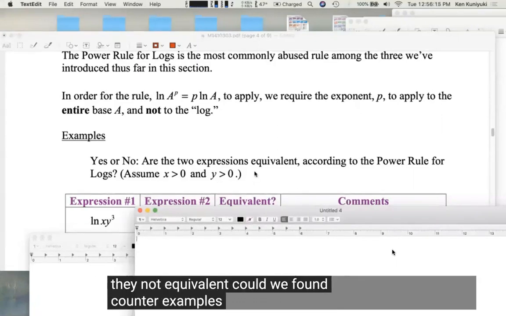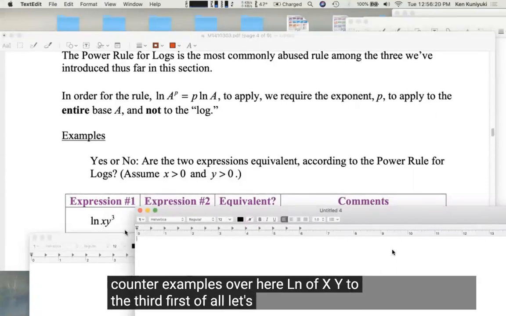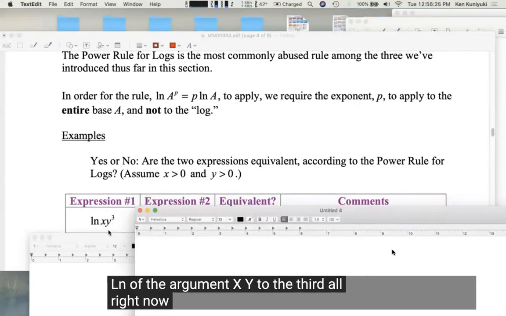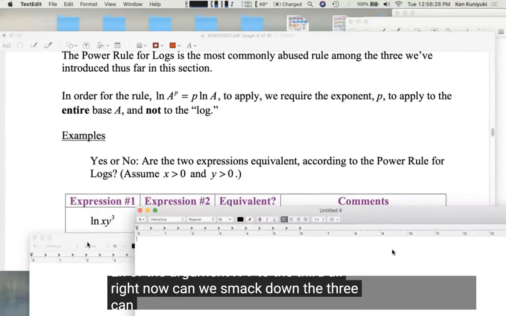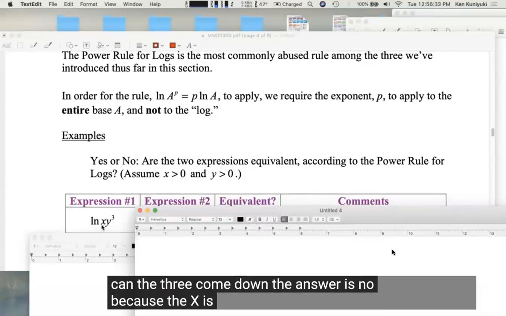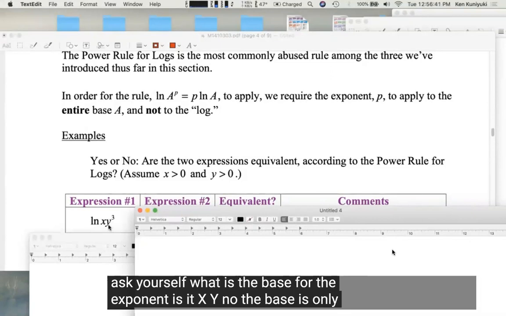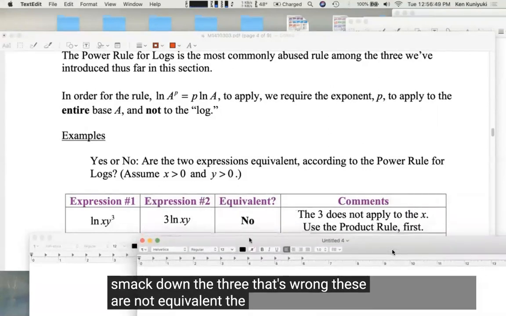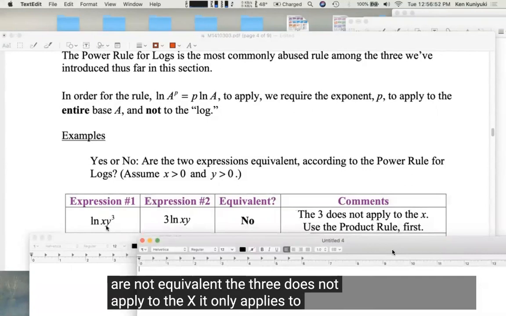Could we find counterexamples? Over here, ln of x y to the third. First of all, let's read it. ln of the argument x y to the third. Now, can we smack down the 3? Can the 3 come down? The answer is no, because the x is in the way. You have to ask yourself, what is the base for the exponent? Is it xy? No, the base is only the y here. So if a student tries to smack down the 3, that's wrong. These are not equivalent. The 3 does not apply to the x, it only applies to the y.